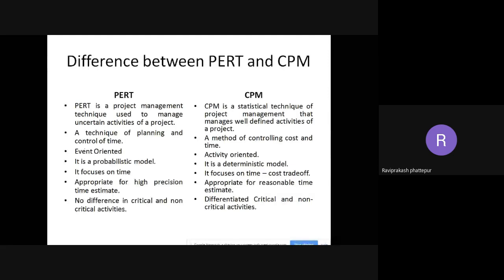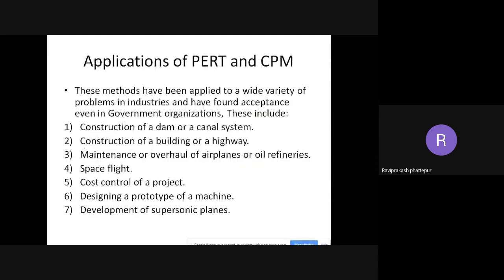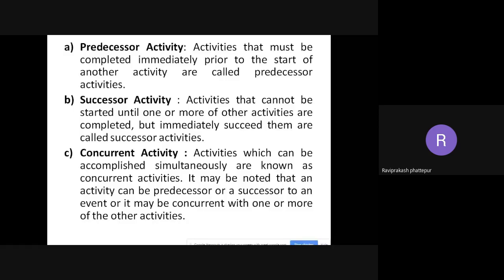Under activity we had three types: the predecessor, successor, and the concurrent activity. Predecessor is any activity that is done before the present activity. Successor is any activity that will be done after whatever activity you are doing now. Concurrent activity means multiple activities going on simultaneously. It could be 2, 3, 4, any number of activities going on simultaneously. So these are concurrent activities.